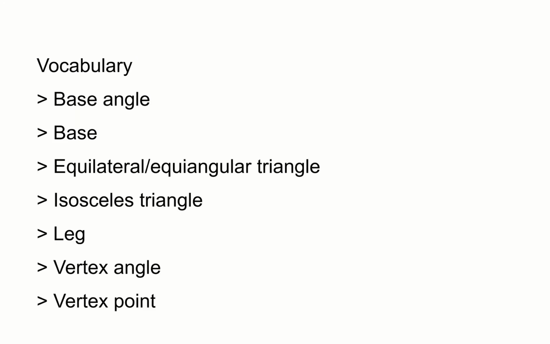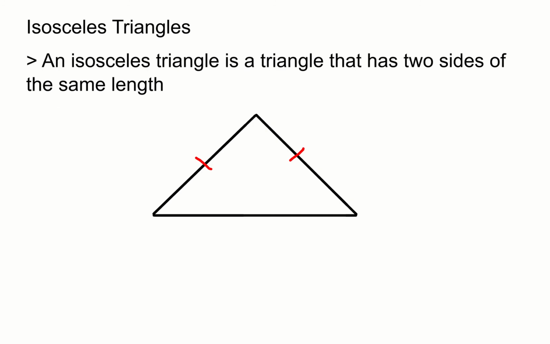So for today, we want to discuss the following vocab terms. So we want to know what a base angle is, the base of a triangle, equilateral triangles, isosceles triangles, what a leg of a triangle is, vertex angle, and vertex point. So let's discuss isosceles triangles first.